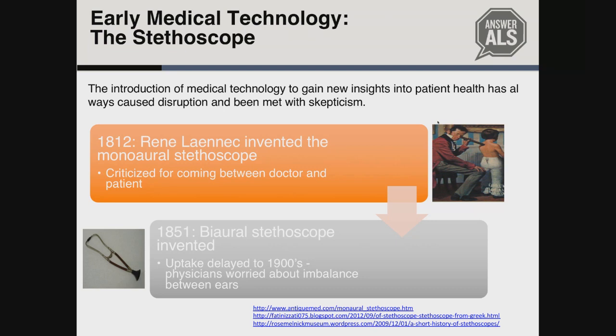In 1851, the more traditional stethoscope, with one listener for each ear, was invented. But even that took about 50 years to be adopted because there was concern that somehow this would cause an imbalance between the ears and confuse the physicians, and they wouldn't be able to hear the heart sounds. Obviously, that was not right. But it is an example that, throughout time, adoption of technology has been slow, and it's something we have to be aware of and try to work to change.